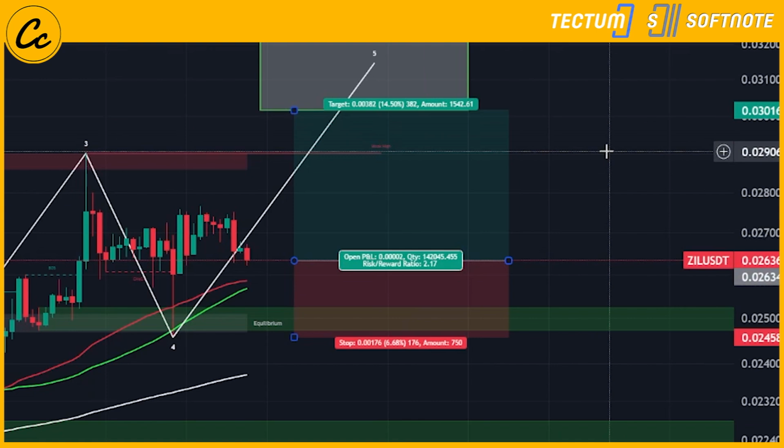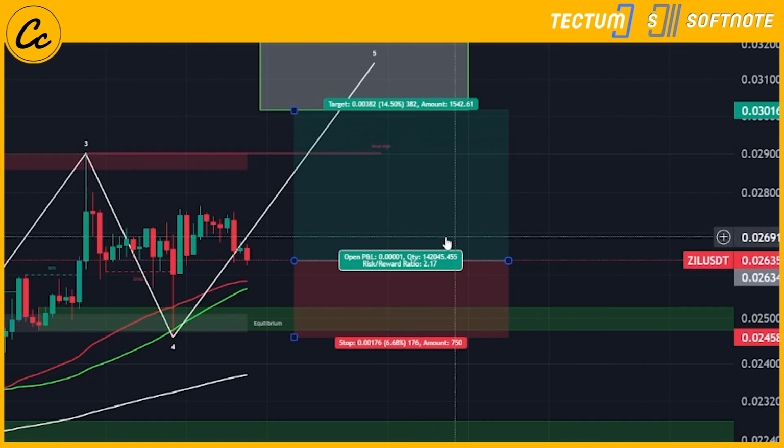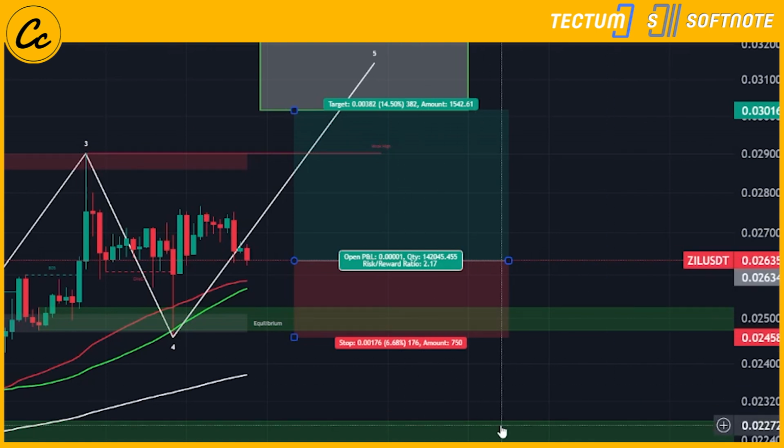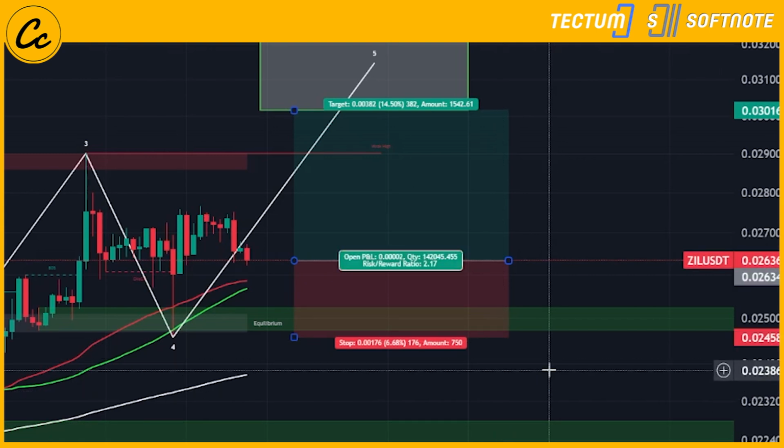That higher area, that target of 3.016, what we can see giving us a fantastic risk reward ratio, in my opinion, here of 2.17, a stop loss of 6.68%, and of course a profit of 14.5%. This is quite an interesting one, guys. This is one I may look at trading myself.